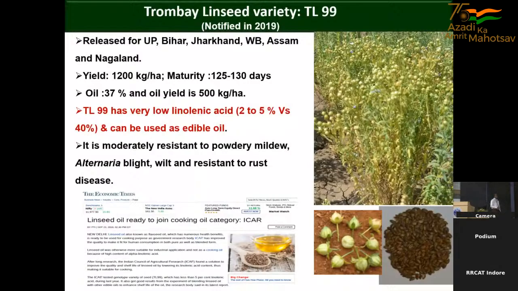But through our crop improvement program, we have reduced the linolenic acid from 40% to 2 to 5%. Now this crop has become the edible oil category. So that is where ICAR has declared the linseed oil to join the cooking oil category. This is the first of its kind in the country where we have developed a variety which is from non-edible purpose to edible purpose.